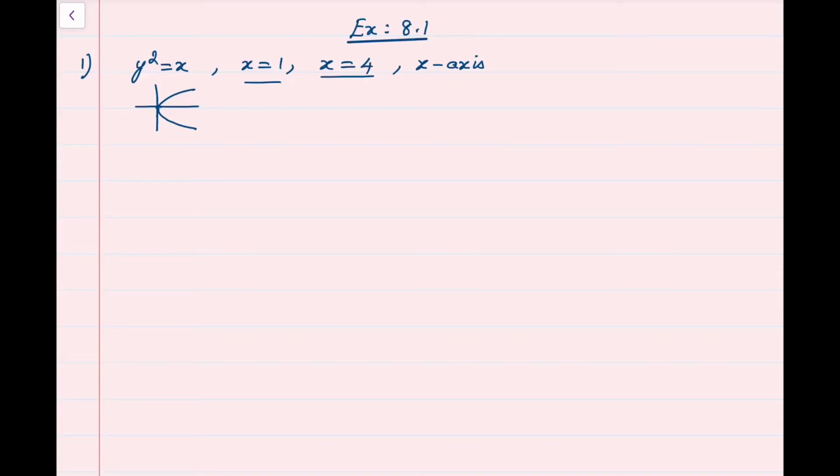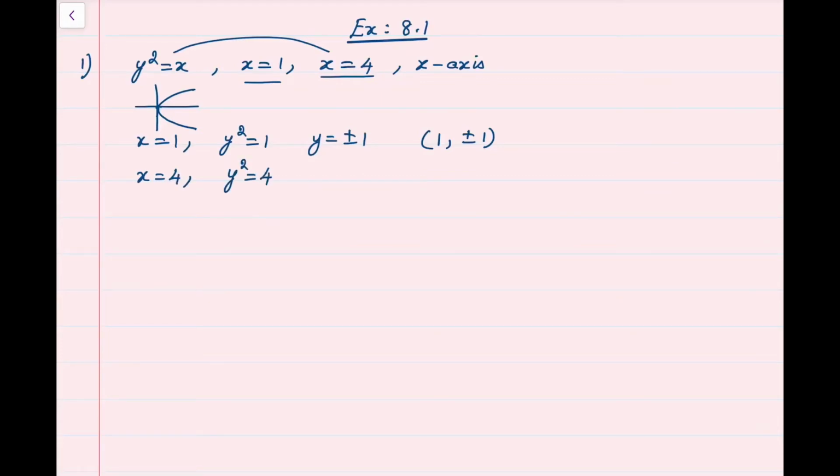Let us solve the first 2 equations. If x is 1, y square is 1. Therefore, y will be plus or minus 1. The points of intersection are, write the x coordinate first and then the y coordinate. Now we will solve first and the third equations. Let us substitute x as 4, y square will be 4, therefore y is plus or minus 2. The points of intersection are 4, plus or minus 2.